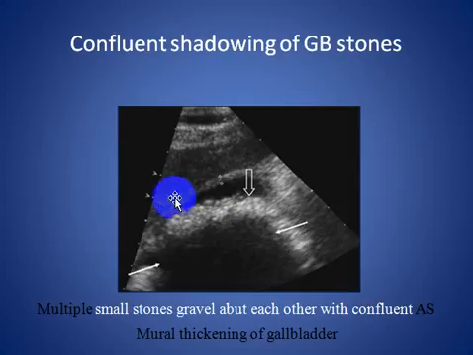Here you see multiple small gallbladder stones associated with confluent shadowing, associated with gallbladder wall thickening.